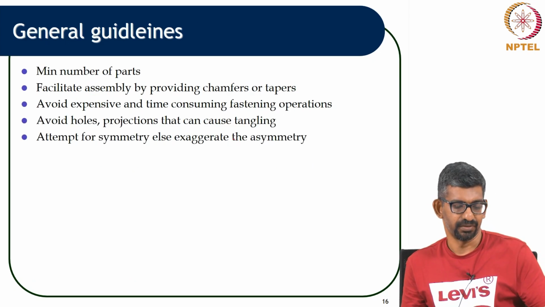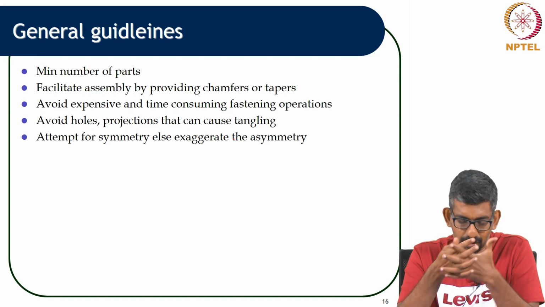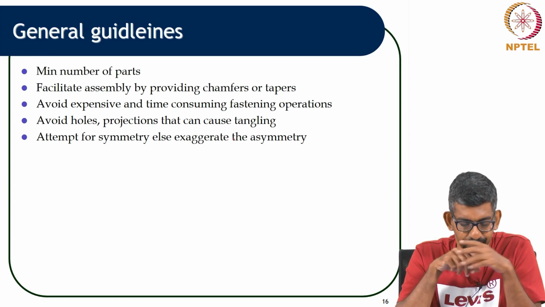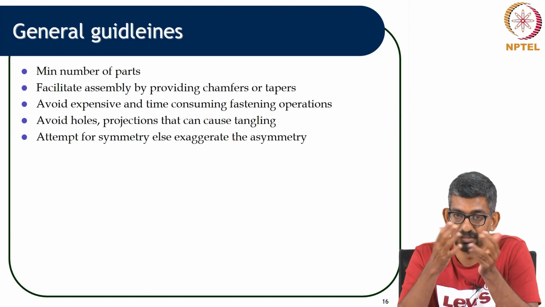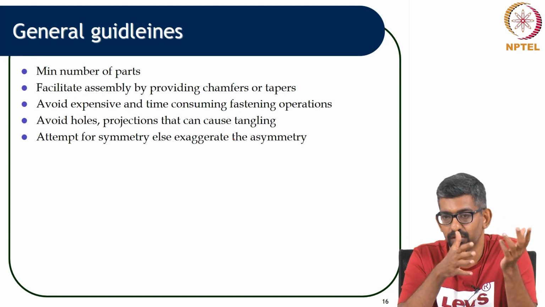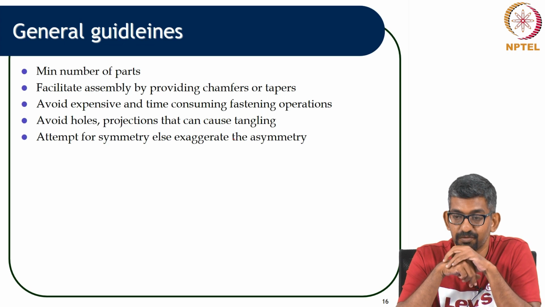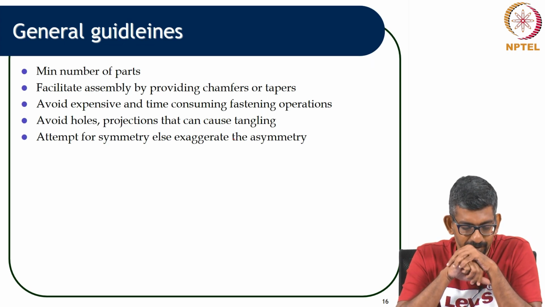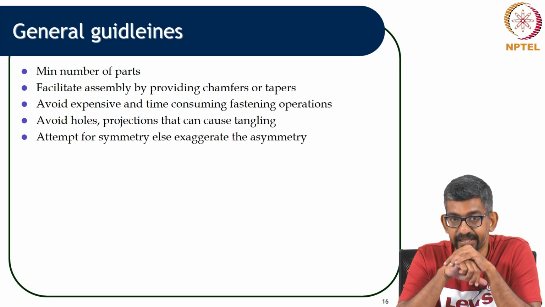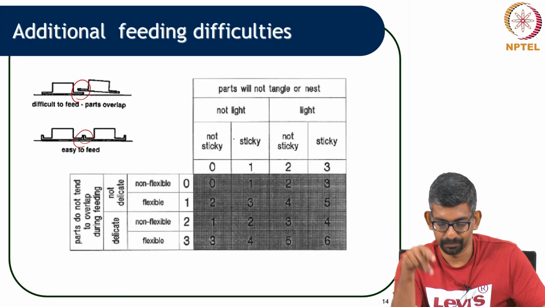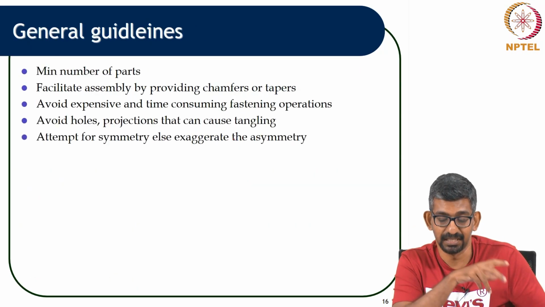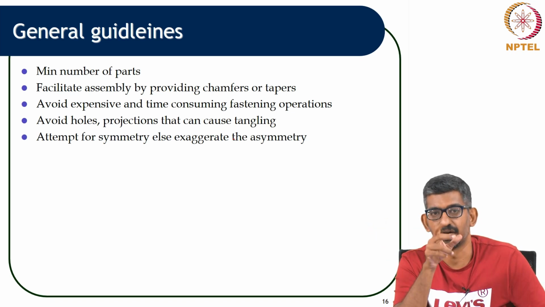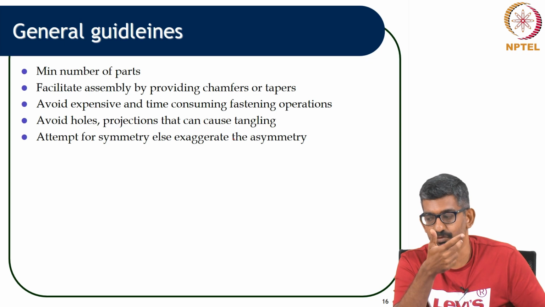So, the general guidelines: you want to minimize the number of parts that you want to assemble, as usual, no points for guessing. Facilitate the assembly by providing chamfers or tapers, so it is easier for the robot to deal with from a projection perspective. They know what is x, what is y, what is z. Avoid expensive and time consuming fastening operations. Avoid any kind of holes or projections that can cause tangling, as seen here also; use parts that will not tangle or nest. Attempt symmetry, else exaggerate the asymmetry, so that you do not need an expensive vision system to identify the orientation.